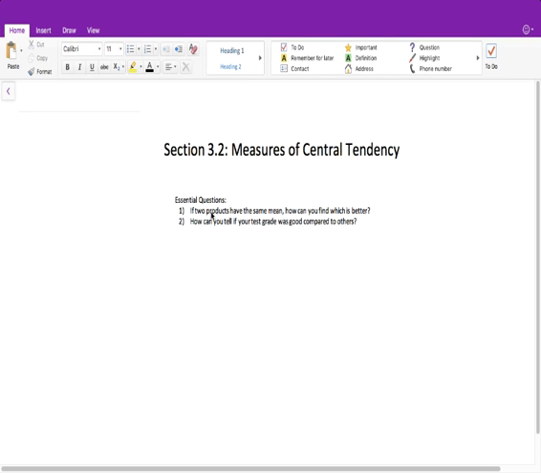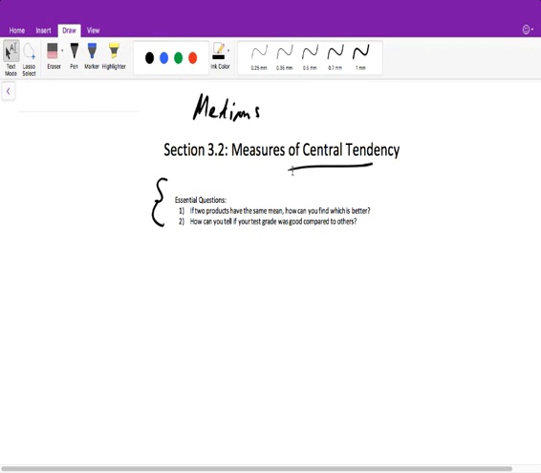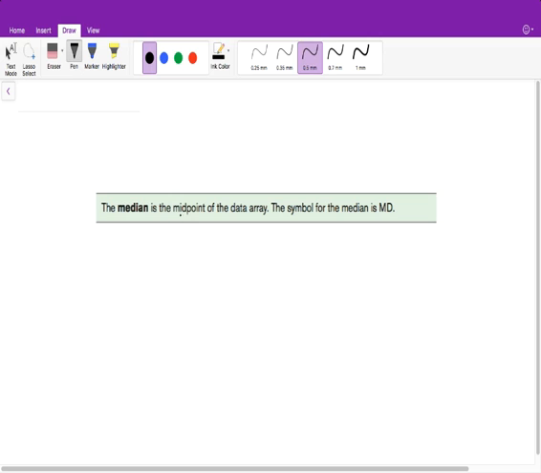All right, so now we're moving on to the second video of this section, and it is going to be about medians. All right, so nothing changed with our essential question or the topic that we are on.